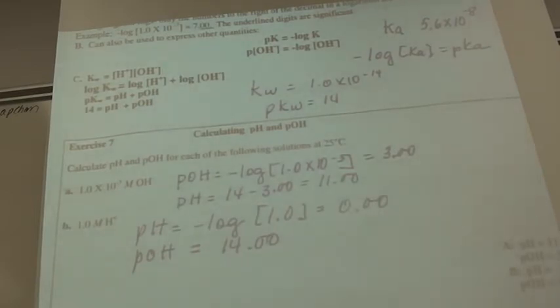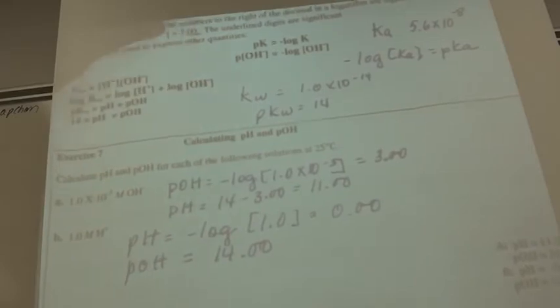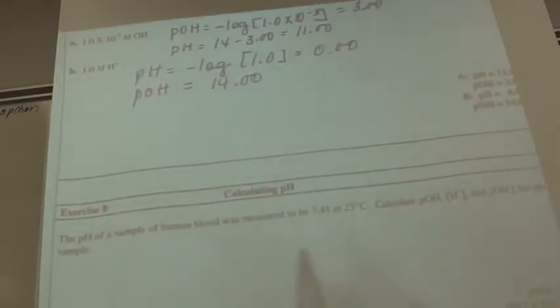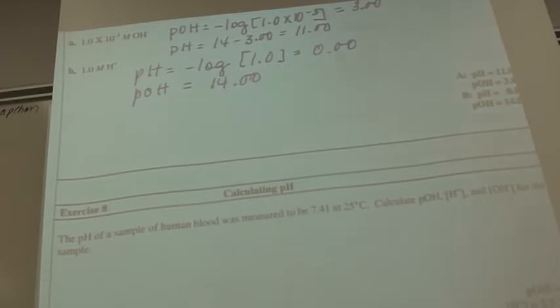Wait, what would that be on the, oh wait, I guess we could just calculate. Yeah, we could. A pH of a sample of human blood was measured to be 7.41 at 25 degrees C. Calculate the pOH, H plus, and OH minus concentration for the sample.